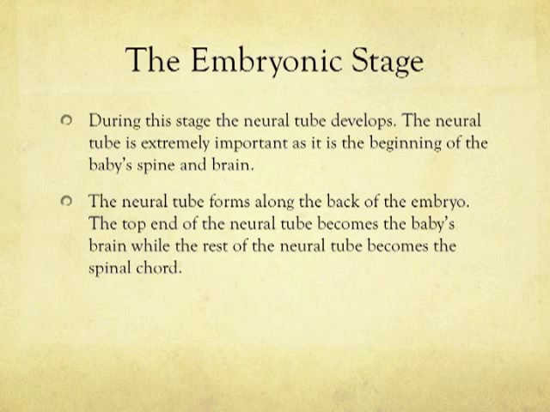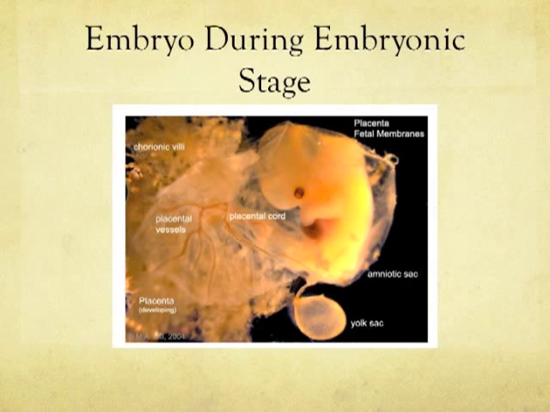The neural tube is extremely important as it is the beginning of the baby's spinal cord and brain. The neural tube forms along the back of the embryo. The top end of the neural tube becomes the baby's brain, while the rest of the neural tube becomes the spinal cord. In her article, Fetal Development, Linda Vorvik came up with a really neat week-by-week list of major developments that can be seen during the embryonic phase.